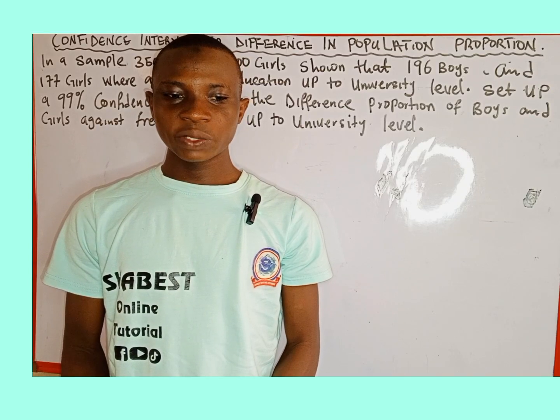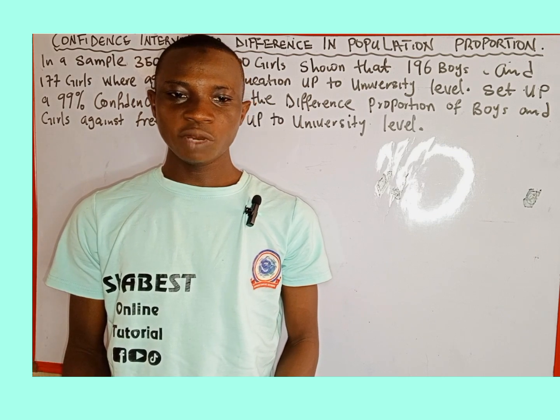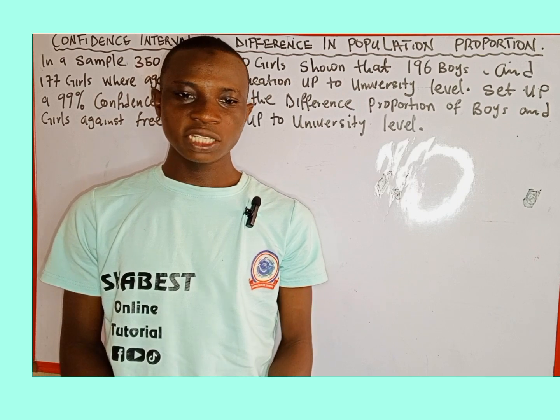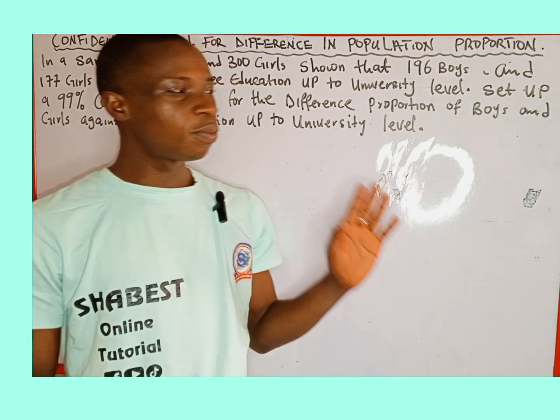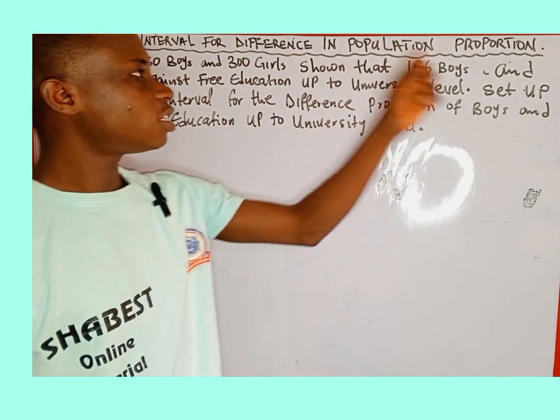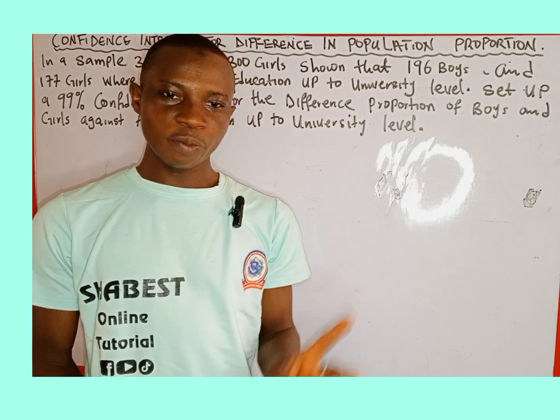In today's tutorial, we're going to learn how to construct a confidence interval for difference in population proportion. In our last class, we discussed how to calculate the confidence interval for a population proportion, but today we are going to look at difference in population proportion. In this case, we are going to have two populations.